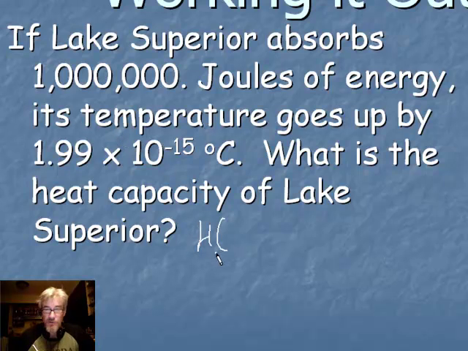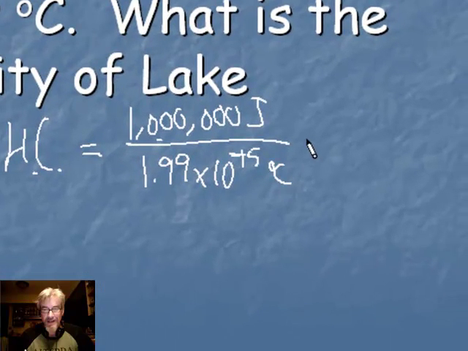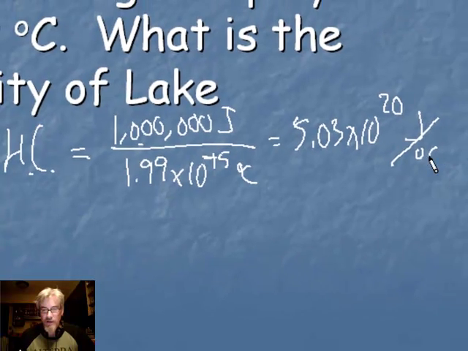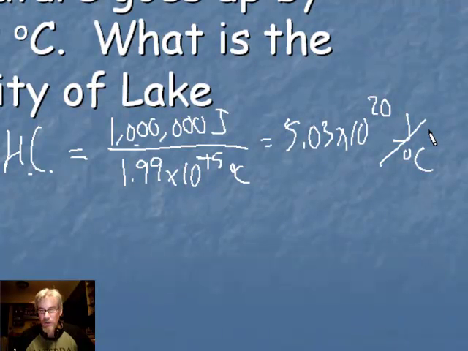All right, so heat capacity is Q, which in this case is 1,000,000 joules again, divided by the temperature change, which is not much, 1.99 times 10 to the negative 15th degrees C. That's what I get when I work this out. 5.03 times 10 to the 20th joules per degree C. So compared with our bucket of Lake Superior water, Lake Superior itself, as you might have guessed, has a much higher heat capacity, 500 billion joules, to make Lake Superior go up by a degree C.